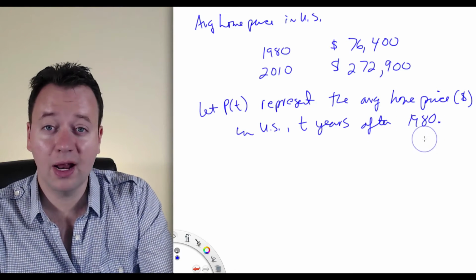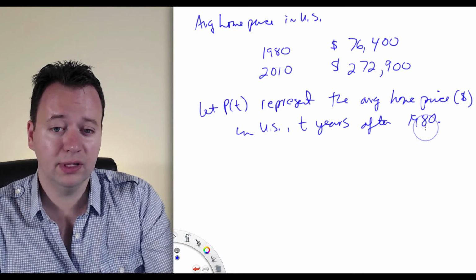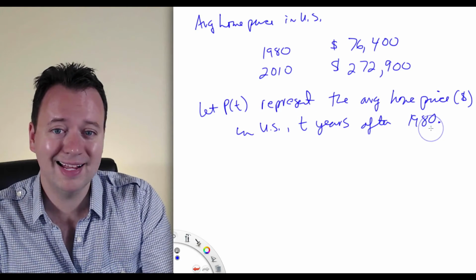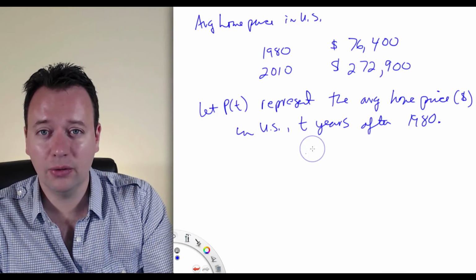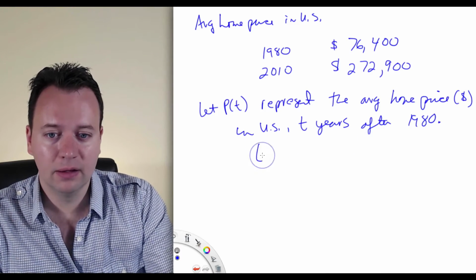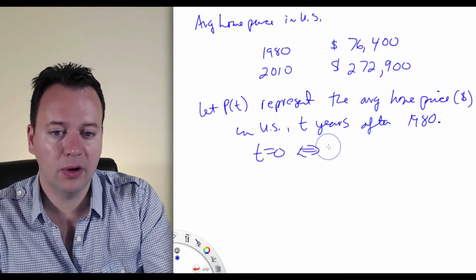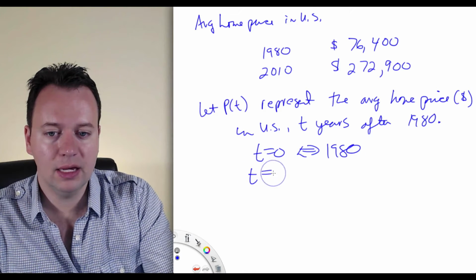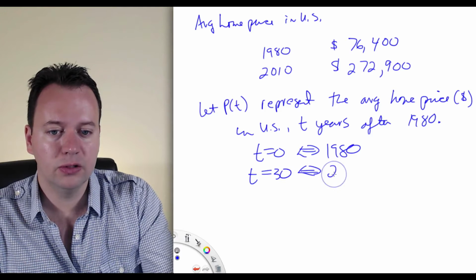So notice I'm defining what I mean by t, so I don't get confused later on. It's t years since 1980. So when t is equal to 0, that's 1980. When t is equal to 30, that's 2010. So t equals 0 corresponds to 1980, and t equals 30 corresponds to 2010.